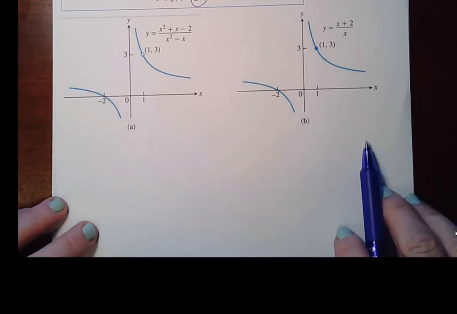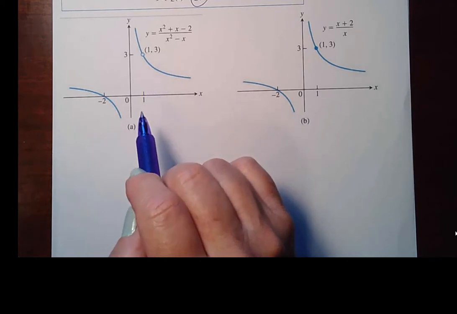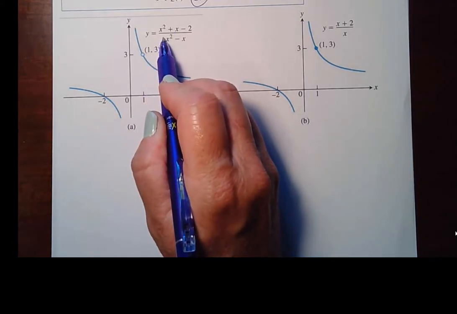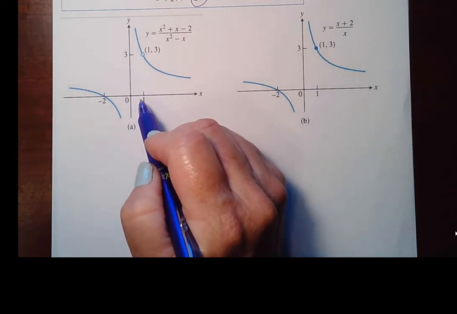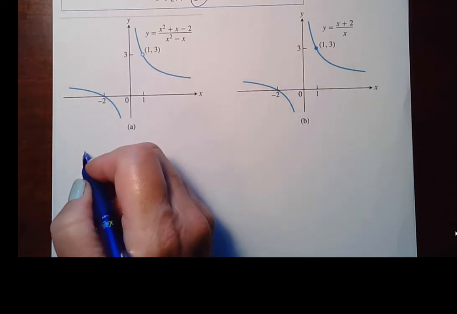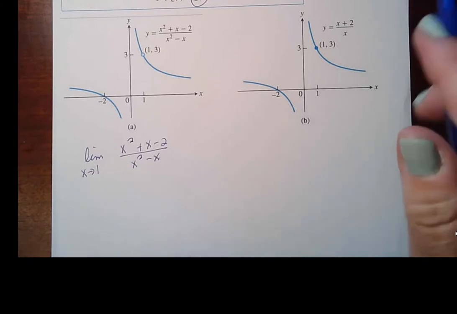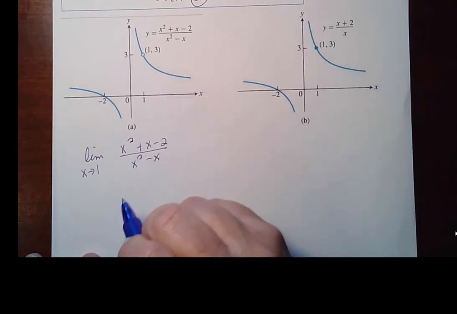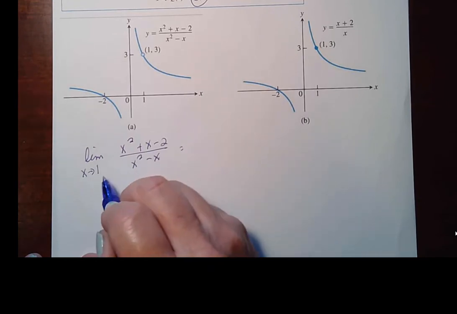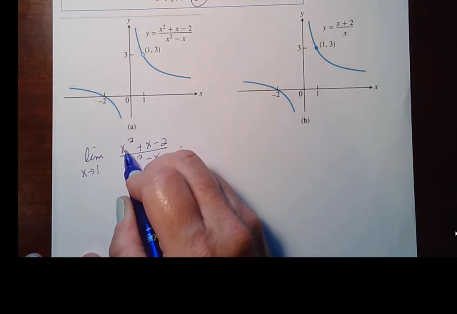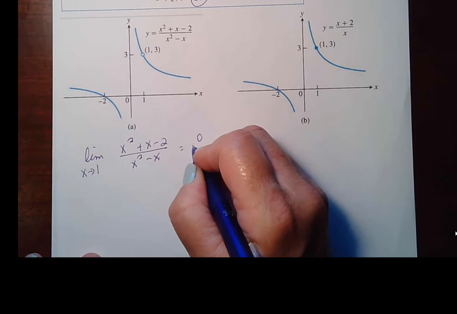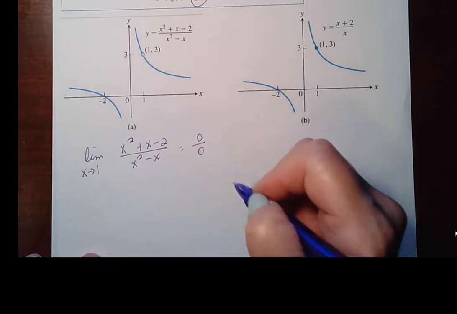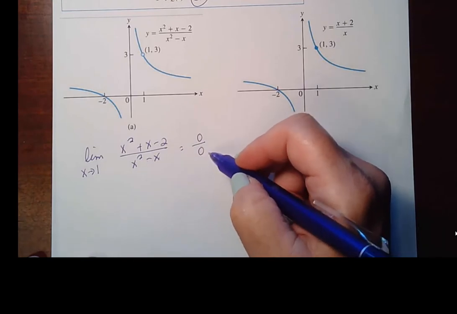Okay, so let's look at this. Let's find the limit of this function as x approaches 1. Always start with doing what the theorem says: plug it in and see what you get. If you plug this in here, 1 squared is 1, plus 1 is 2, 2 minus 2 is 0, all over, same thing here, 1 minus 1, which is 0. All right, what is that?